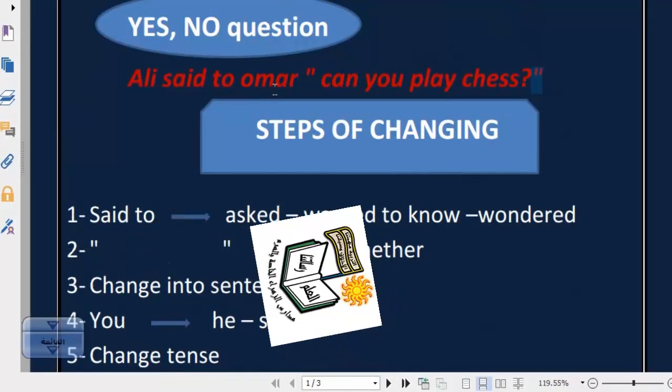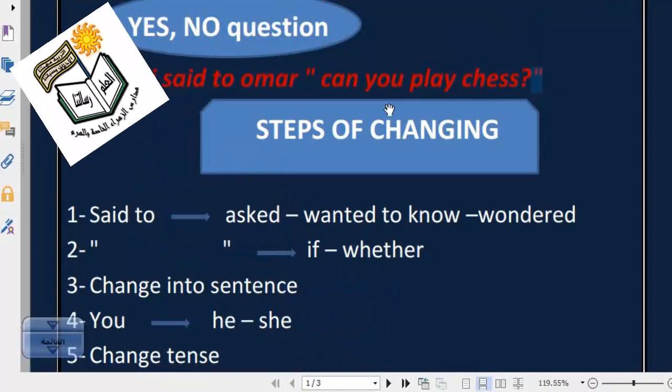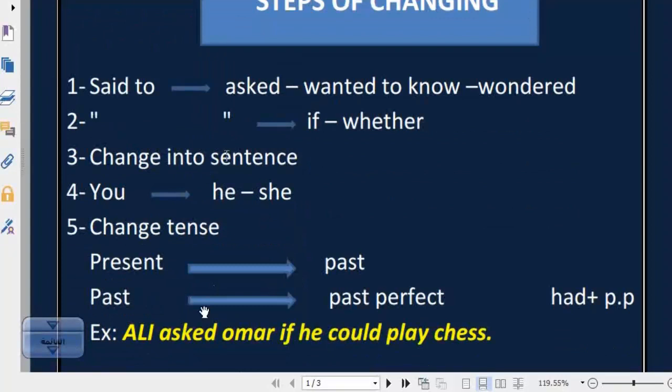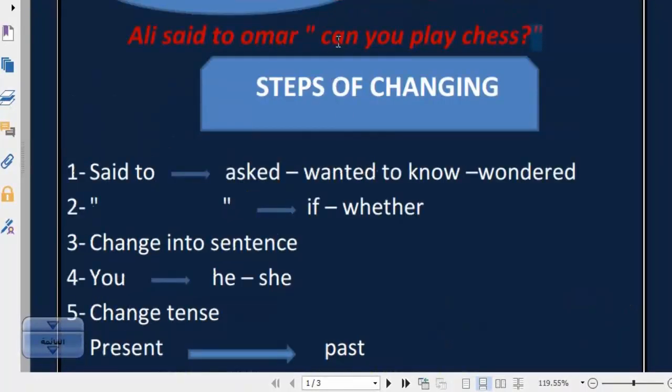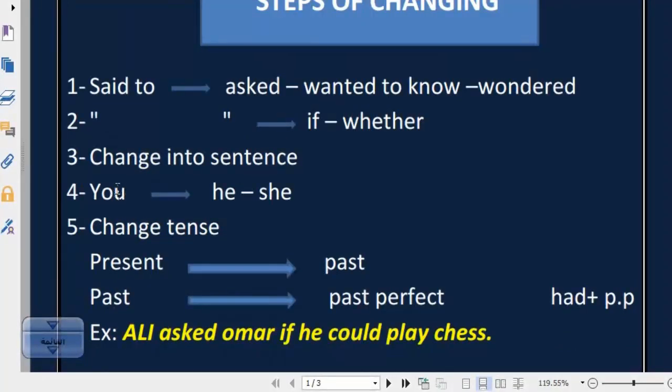And this is the answer for our first question. Ali said to Omar, "Can you play chess?" How can we change it? The first step, we change said to asked. Second step, we take the quotation mark and we put if. The third step, we change into a sentence, we make a cross between, as I told you, can and you. The fourth step, you, we change it to he because we ask Omar. So if he could. Why did I say could? Because can is present, we change it to the past. So Ali asked Omar if he could play chess. So this is the way we change this question from direct speech to indirect speech.